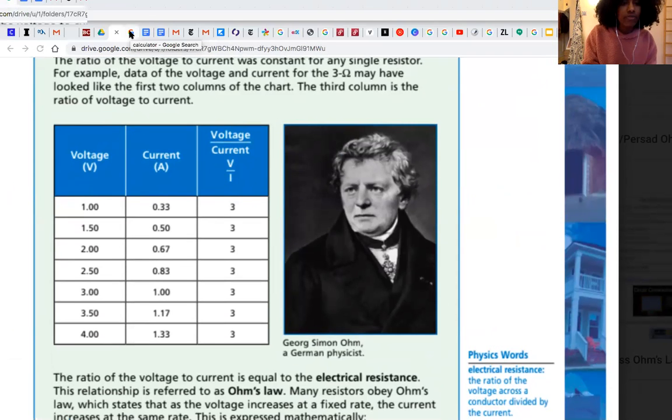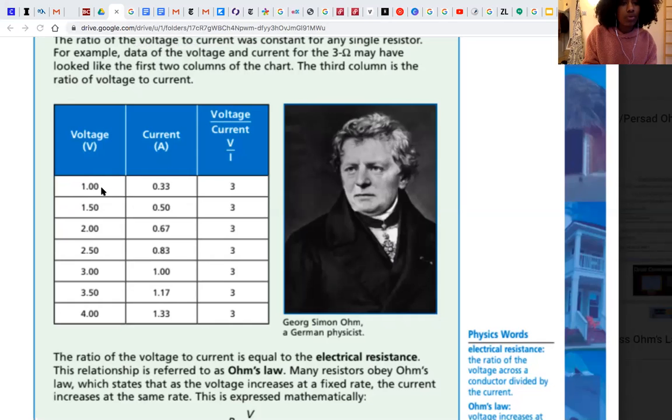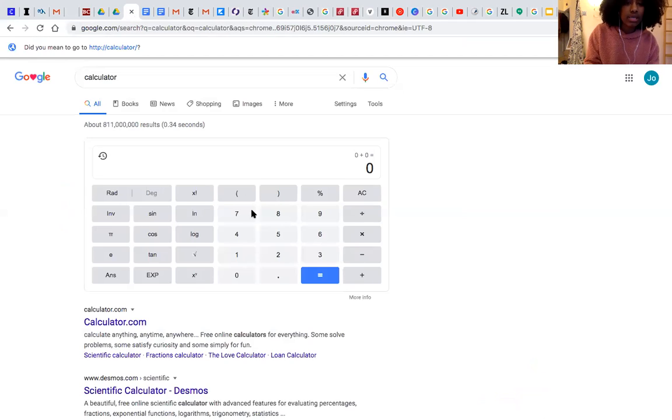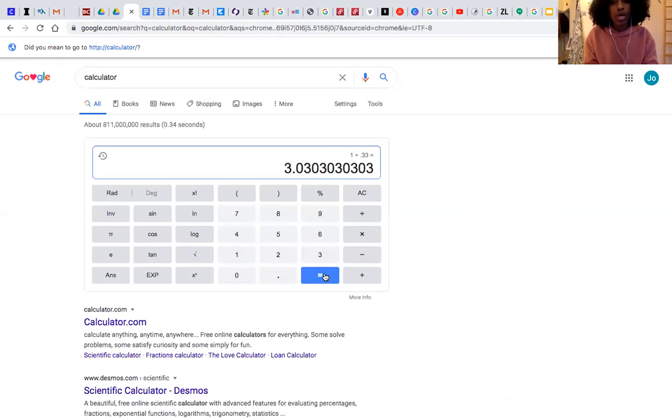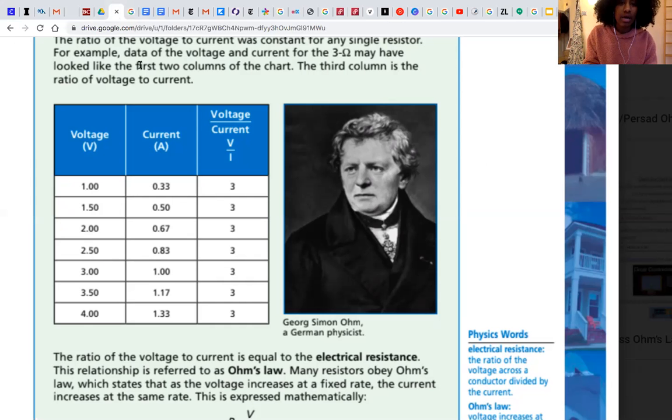So I'm just going to take the first one, and we see the voltage is equal to 1 volt, and the current is equal to 0.33 amperes, right? So let's divide those like our formula says. So we have 1 divided by 0.33 equals 3.0303, repeating, right? If we were to round that to our nearest whole number, we get 3. So we can see that our resistance equals that. It is, in fact, the ratio of voltage to current, right?